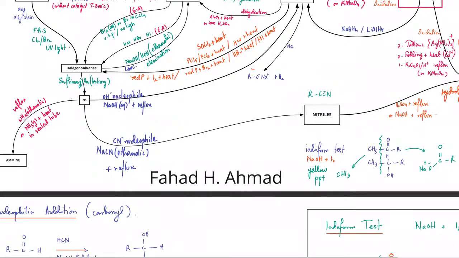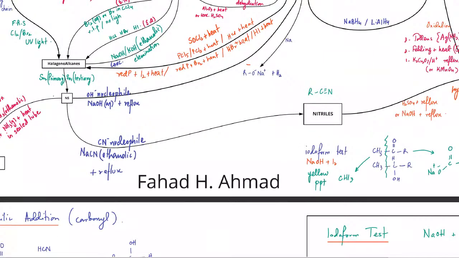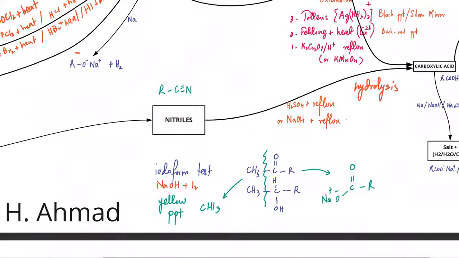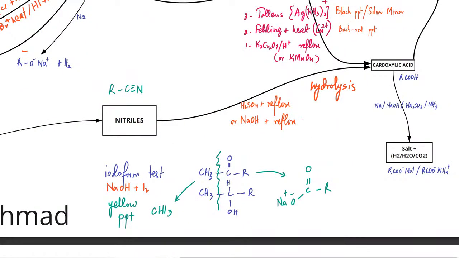So nitriles kind of just have one reaction, which is if you hydrolyze them. So in hydrolysis, whether it's acid hydrolysis, reflux, or alkaline hydrolysis and reflux, the CN just changes into carboxylic acid. This C over here changes into COOH. Is that clear? That's it. There's no mechanism, nothing.